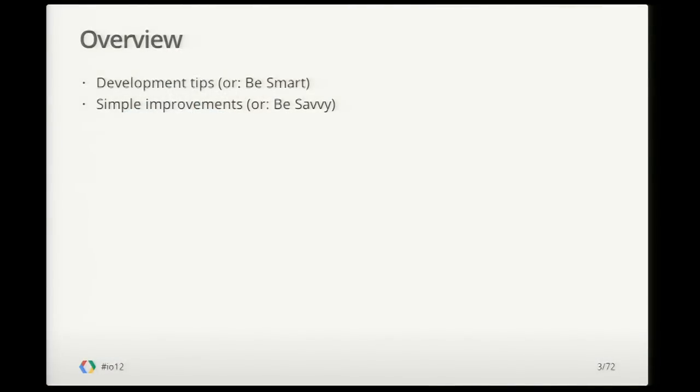So I want to give you a brief overview of our talk. We've broken it up into three sections. The first section we've entitled Be Smart. And this is some general development tips, some good tools that you can use to make your programming really robust with the Maps API. And the next part, we're going to talk to you about how to be savvy, how to use some interesting features to solve problems in your application.